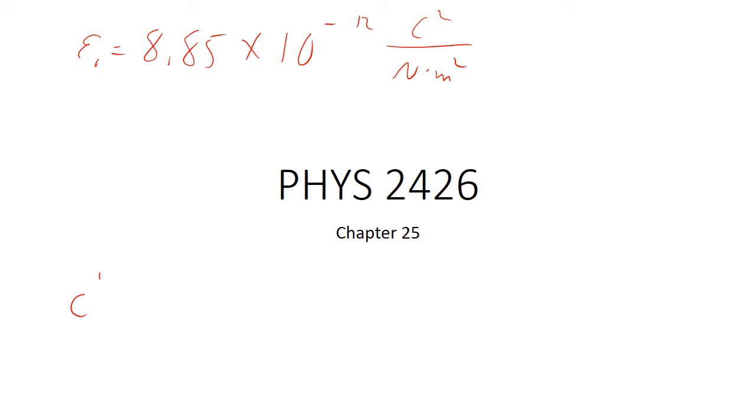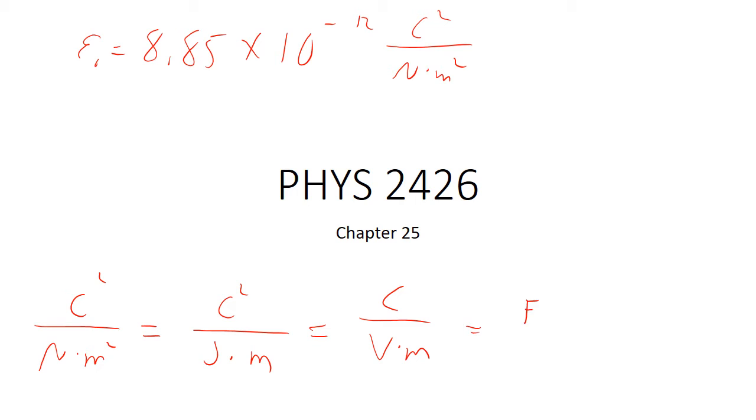Coulomb squared per Newton meter squared. Well, a Newton times a meter is a joule. So this is coulomb squared divided by joule meter. But a joule over a coulomb is a volt. So this is a coulomb over a volt meter. But we said that a farad is a coulomb per volt. So this is a farad per meter.